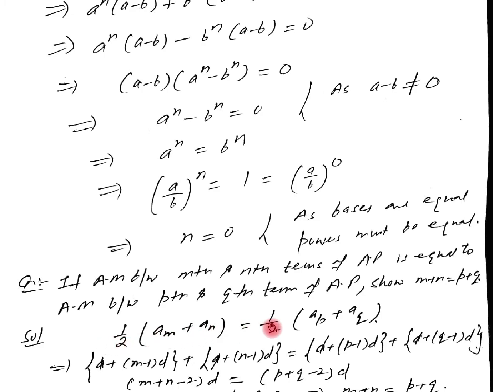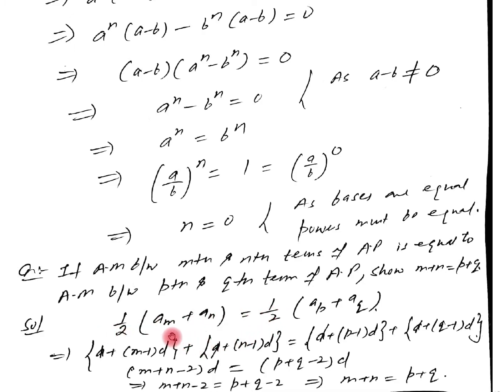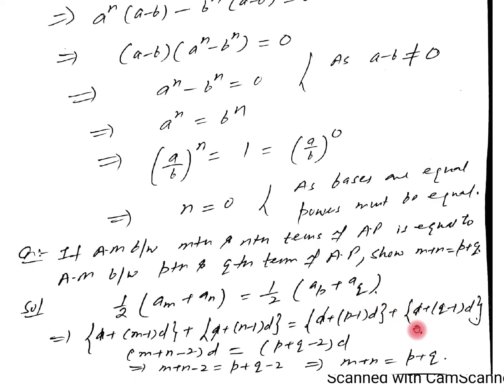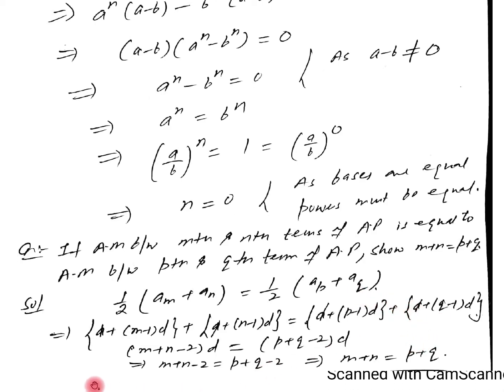Now 1 by 2 cancels with 1 by 2, putting the value of am is a plus m minus 1 into d. Then an is a plus n minus 1 into d. Similarly on the right hand side, AP equal to a plus p minus 1 into d, AQ equal to a plus q minus 1 into d. Simplifying both sides, all the terms of a will be cancelled, 2a here, again 2a. They will cancel each other.